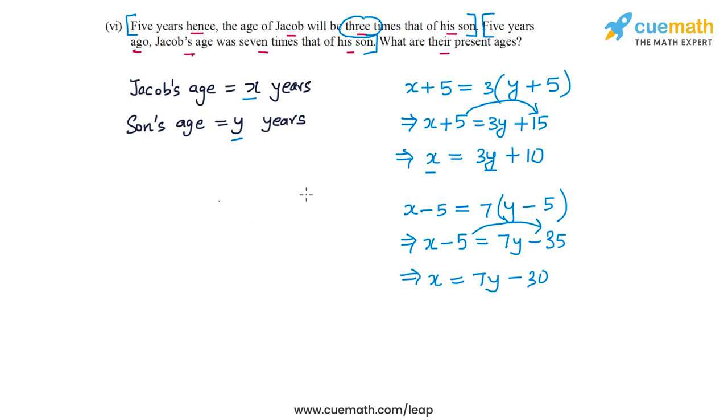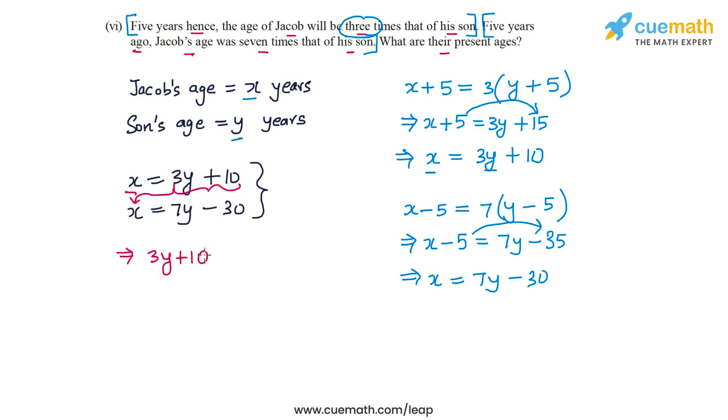So the two equations we get are, let's write them here, x equal to 3y plus 10 and x equal to 7y minus 30. So these are the two equations we get. Now we can solve them using substitution and find the values of x and y. So from the first equation, x is equal to 3y plus 10. So let me substitute this into the second equation. So from the second equation I get x, or 3y plus 10, is equal to 7y minus 30.